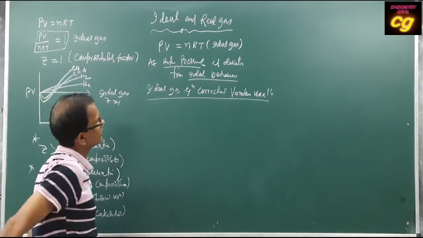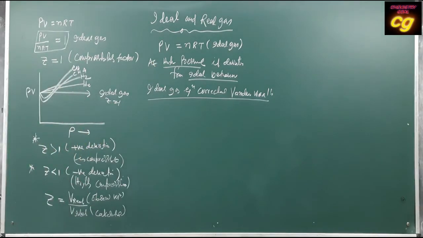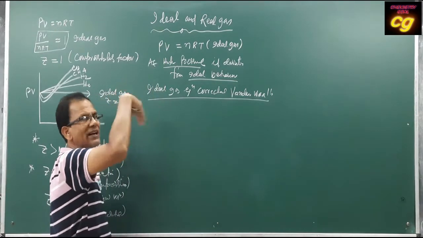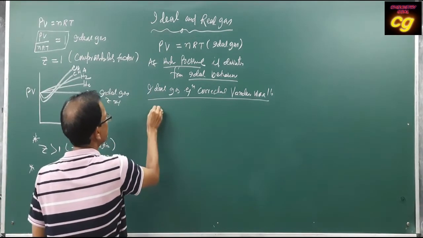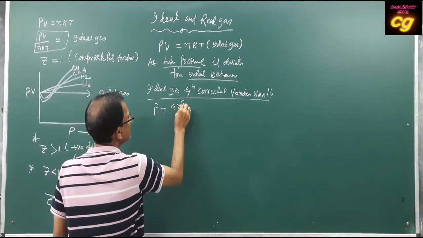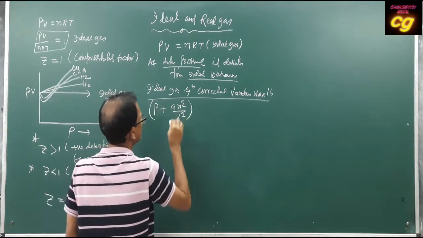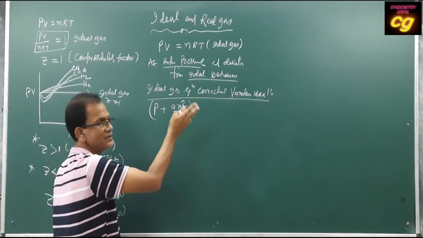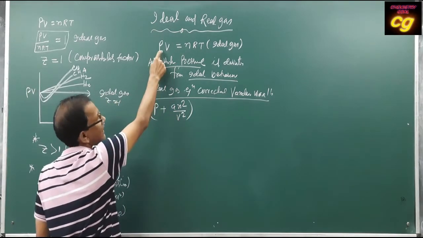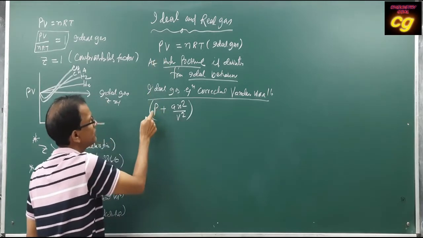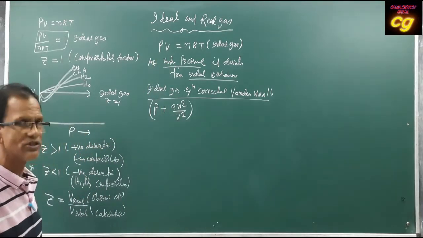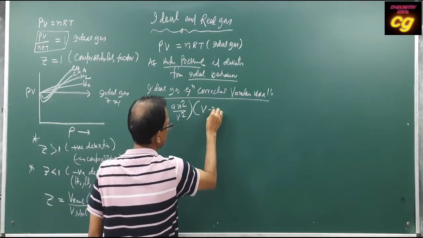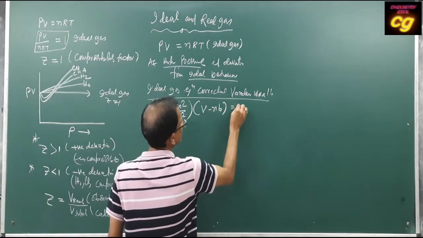P is the pressure, that is the observed pressure, and the observed pressure should be greater than the calculated pressure. That means P plus a n square by V square. Now Vander Waals has made some correction in the ideal gas equation. The pressure correction is P plus a n square by V square, which I will discuss later. And the volume correction is V minus nb. Then it is equal to nRT.